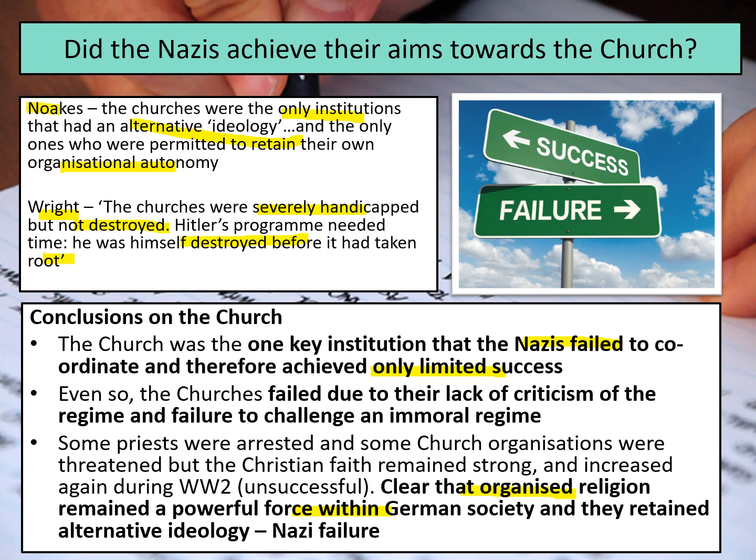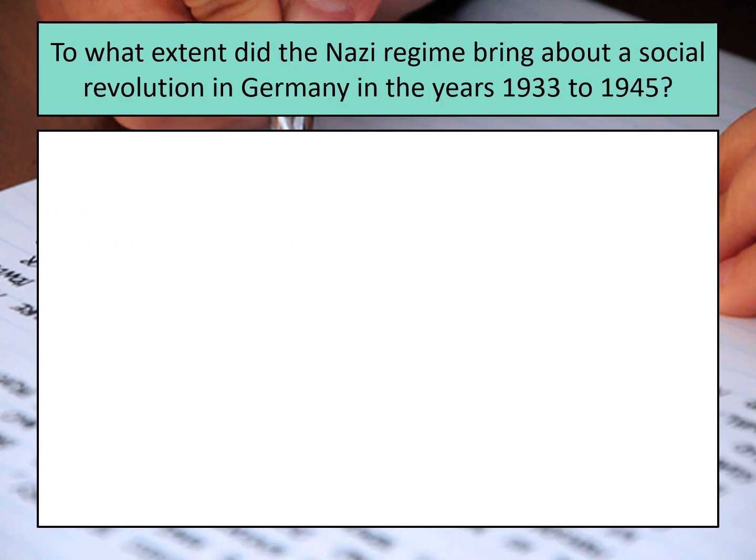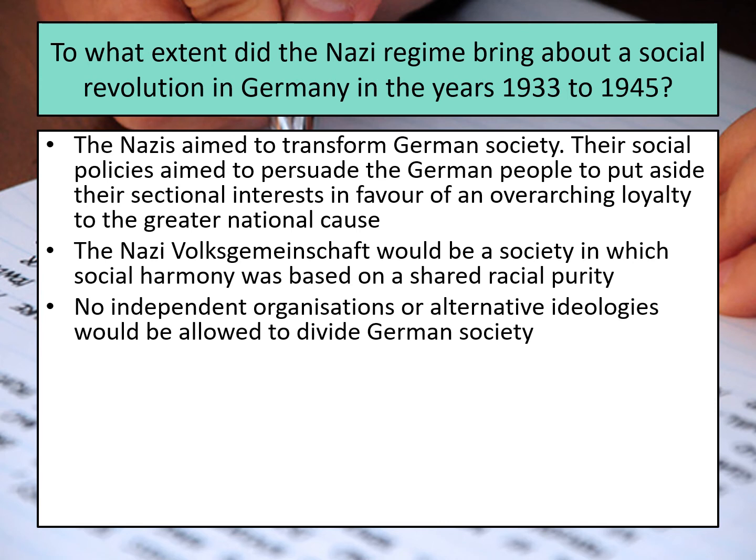But I'd like to pause the video here and put down your own views about to what extent were the Nazis successful? Were they more successful with one church than the other? So make sure you're thinking about your judgment here. You've now looked at the key points for the youth, women, workers and the church.